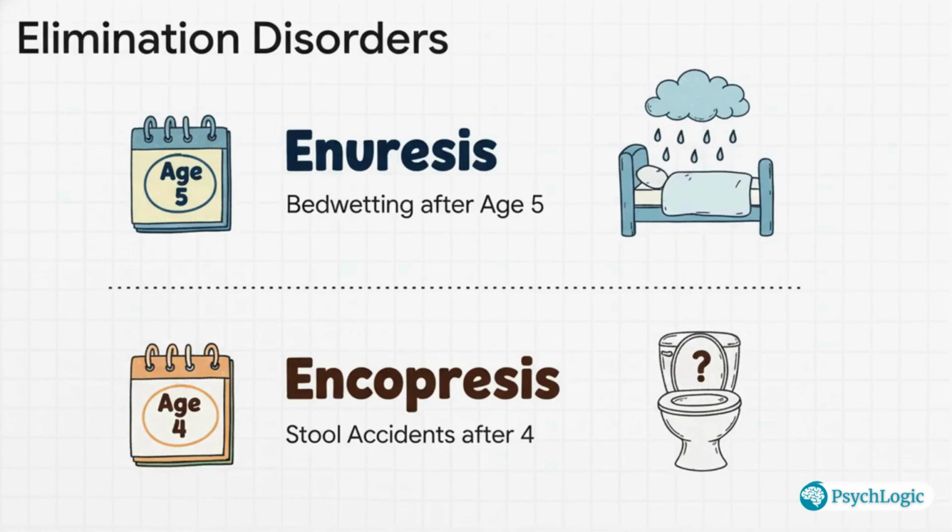And finally, the textbook discusses elimination disorders. This covers conditions like enuresis, which is repeated urination in bed or clothes, and encopresis, which involves stooling in inappropriate places. The key for both is that these accidents are still happening regularly well past the age when a child is expected to be toilet trained, and importantly, there's no underlying physical medical cause.